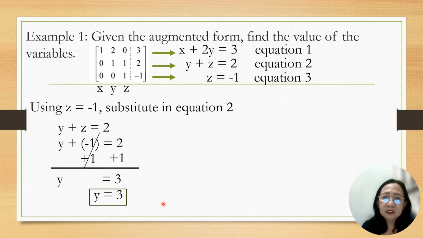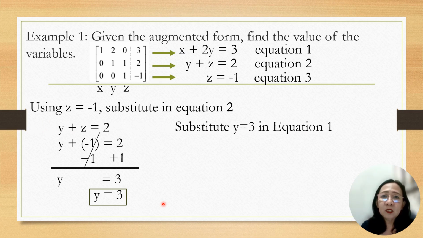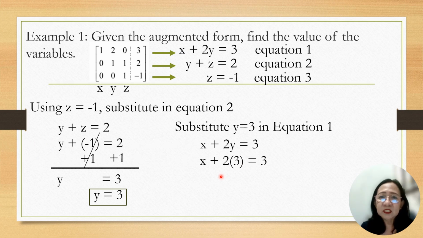Okay? And since we already have z and y, now we will use equation number 1 to find the value of x. So x plus 2y is equal to 3. Substitute the value of y, which is now equivalent to 3. So that is now 2 times 3, which is equal to 6.